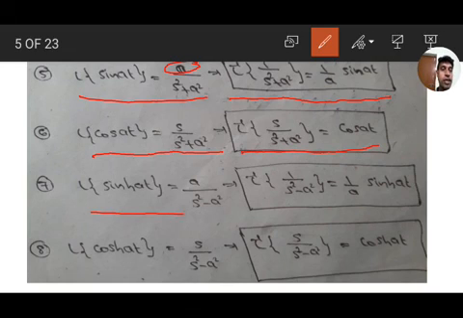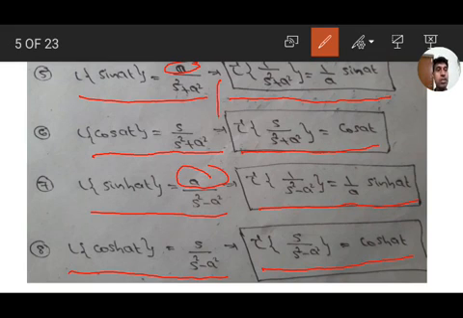L of sin h of at equals a by s square minus a square. Here also a is a constant outside, it will come to this side, that means 1 by a. So L inverse of 1 by s square minus a square equals 1 by a sin h of at. Next, L of cos h of at is s by s square minus a square, so the L inverse of s by s square minus a square equals cos h of at.